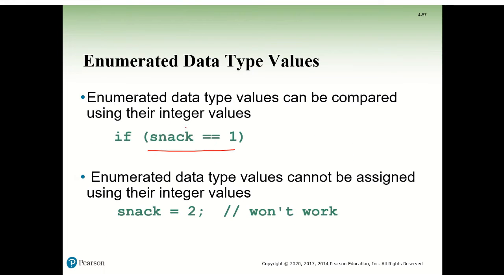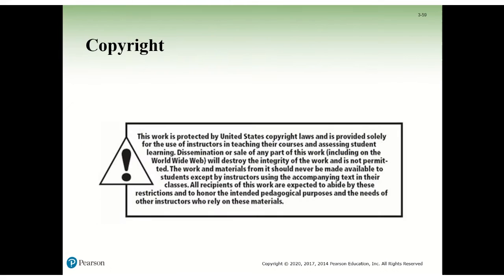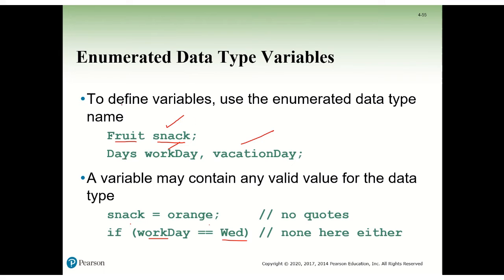Now you cannot assign a value using the integer value. If you write snack equals 2, it won't work. They improve the readability of the program. Enumerated variables cannot be used with input statements such as cin, and an enumerated variable will not display the name associated with the value of an enumerated data type if used with cout. So these are the examples of enumerated data types.